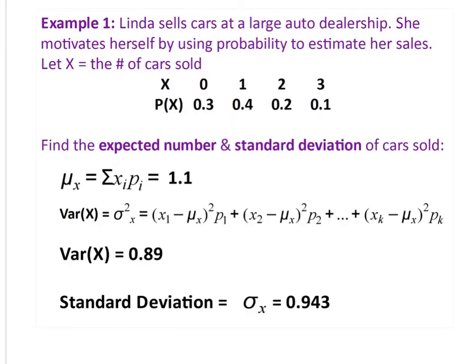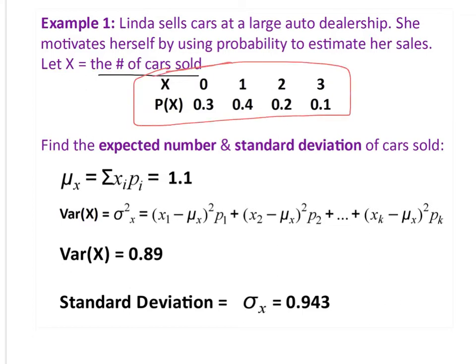So let's take a look at example 1. This example is the same example that we were working with in the last video on sock for random variables. So let's just review it again. It says Linda sells cars at a large auto dealership. She motivates herself by using probability to estimate her sales. And we said that X is the number of cars she sells, or the number of cars sold. So we made this probability distribution.